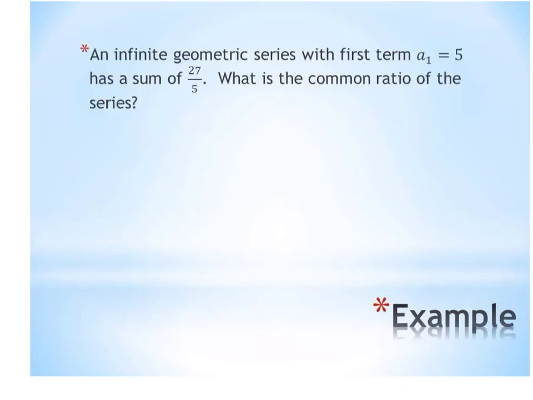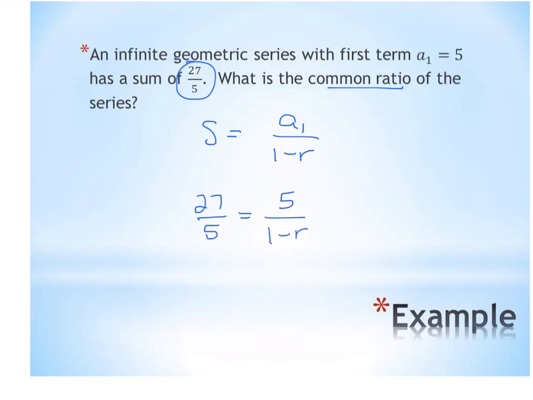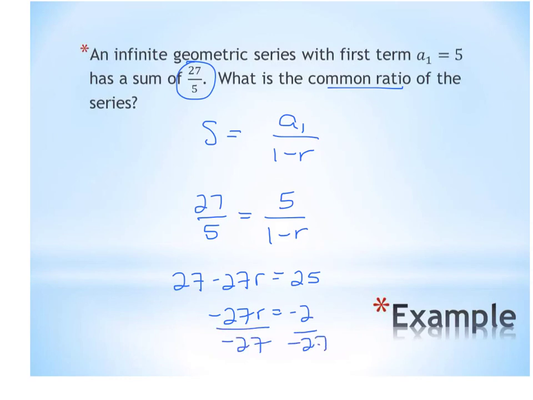One more to look at. What if it gives you the sum and it wants the common ratio? Well, you just plug it in. So a sub 1 over 1 minus r. My sum is 27/5. My first term is 5, over 1 minus r. I would probably cross multiply. So 27 minus 27r equals 25. Subtract the 27, you get negative 27r equals negative 2. Divide by negative 27, r equals 2/27.